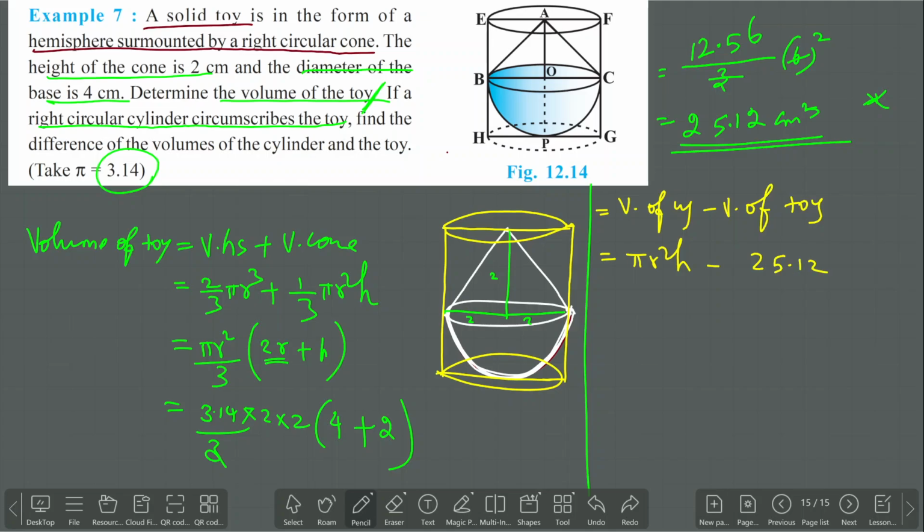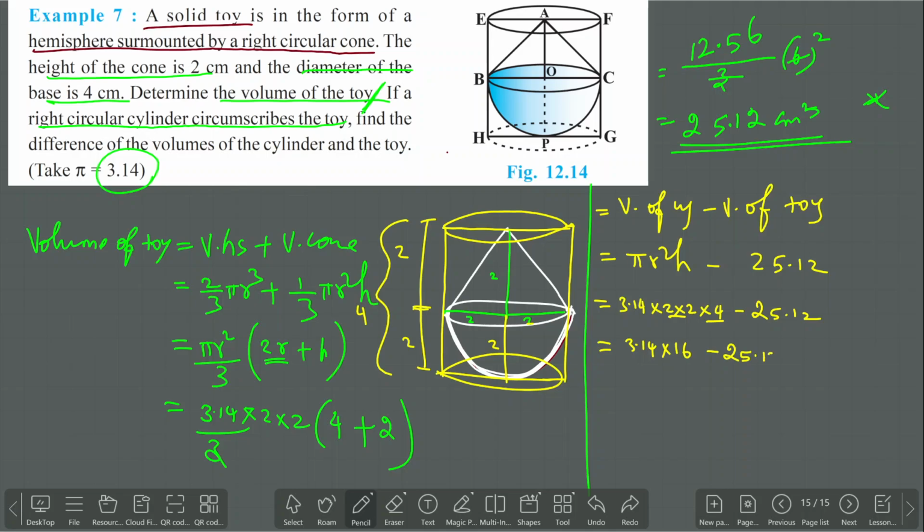The radius is the same, 2 centimeter. The height: here they gave 2 for the cone, and the radius is the same, so the height also 2. All together 2 plus 2 is 4, the height. Then pi value 3.14, radius 2 into 2, h value 4, minus 25.12. So 2 fours are 8, again another 2 is 16. So 3.14 into 16 minus 25.12.